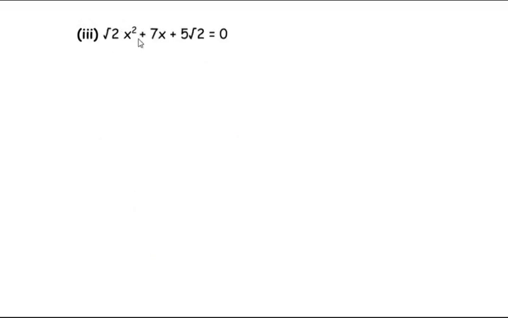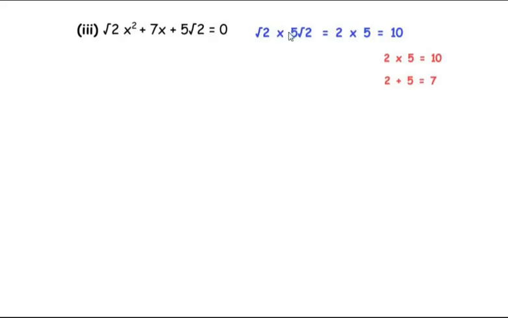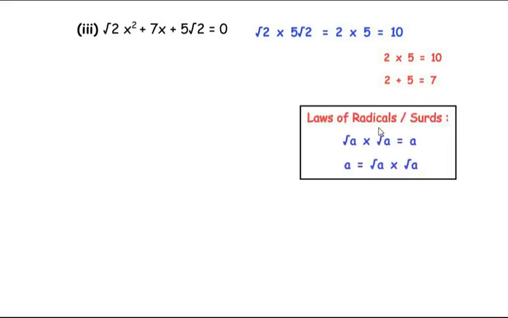Square root of 2 times x square plus 7x plus 5 times square root of 2 is equal to 0. Now the first step is multiplication of the coefficient of x square with the constant. So square root of 2 times 5 square root of 2 will be equal to. Now here remember the laws of radicals or laws of surds. One of the important laws of radicals is square root of a, for example, times square root of a. That will be equal to just a.